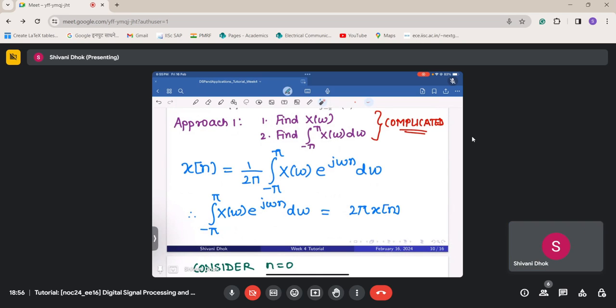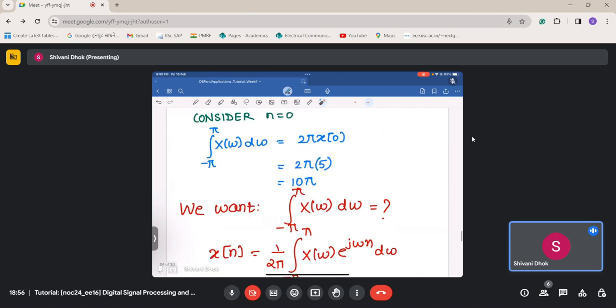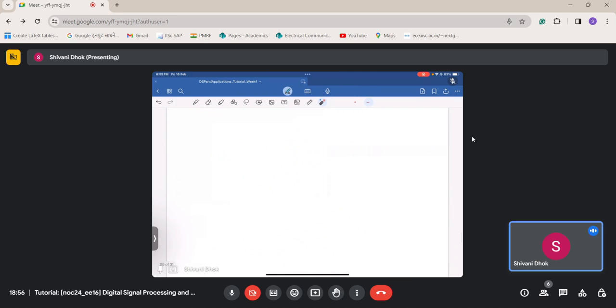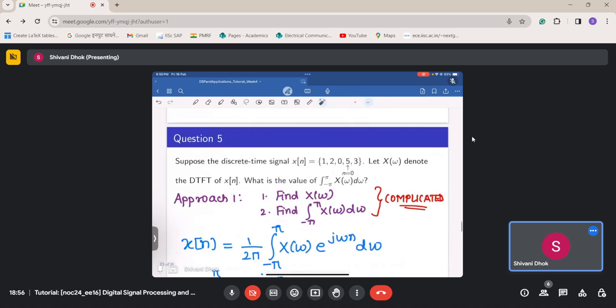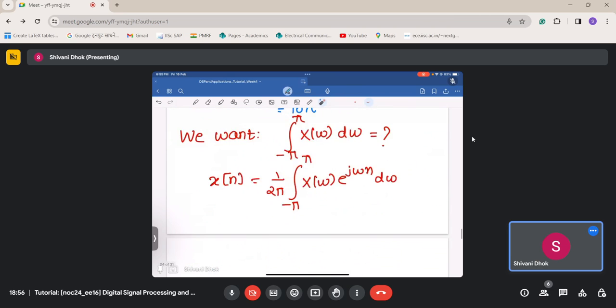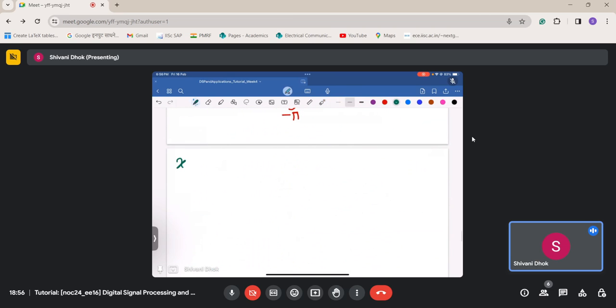Understood. If you want X(omega) only, then you use the standard definition. Now, what will be X(omega)? One second, let's find X(omega) also. So this x[n] is 1, 2, 0, 5, 3. Right?